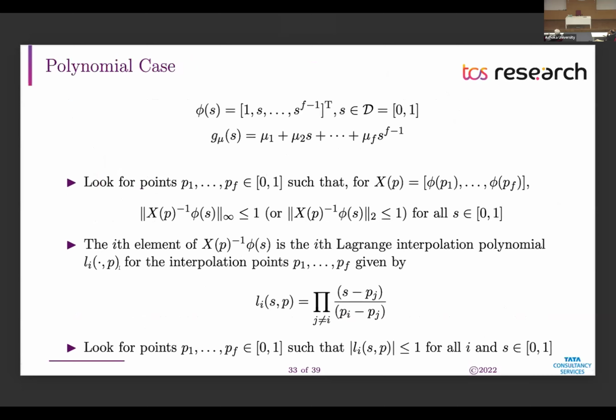I'm going to now come to the polynomial case. The question is, can we find these volumetric or barycentric points? And it turns out that we can.